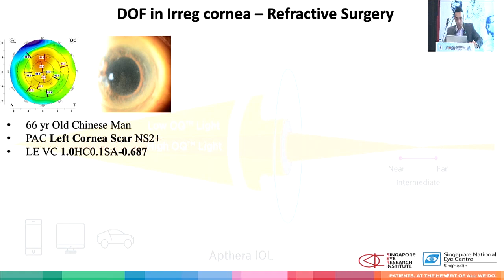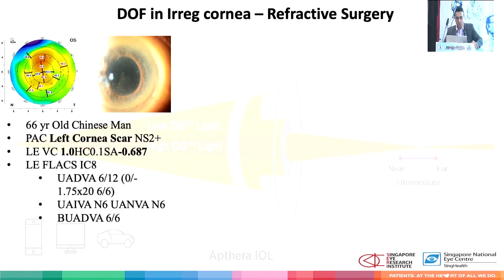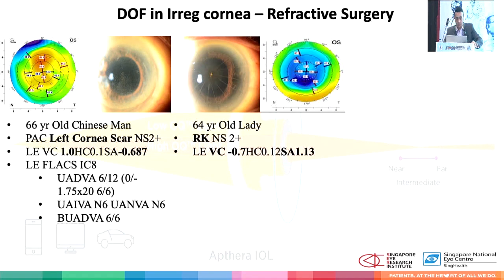I've used them in corneal scars. So again, high levels of spherical aberration and vertical coma. The left eye basically underwent FLAK. The right eye was basically still phakic. So binocularly, he's very good with N6 intermediate and near, and 6/6 basically unaided for distance.